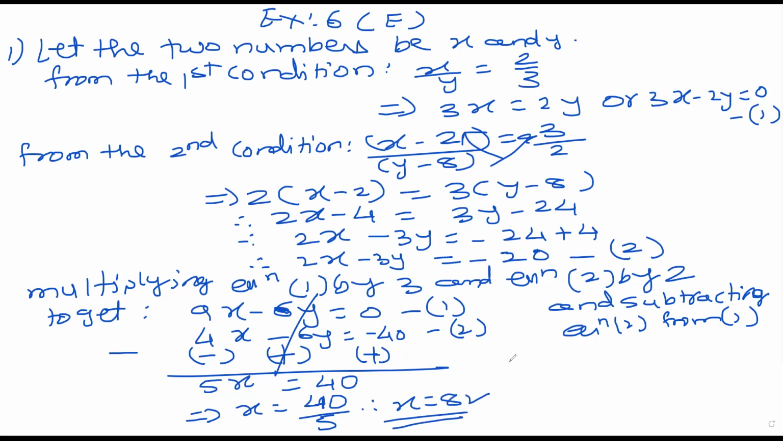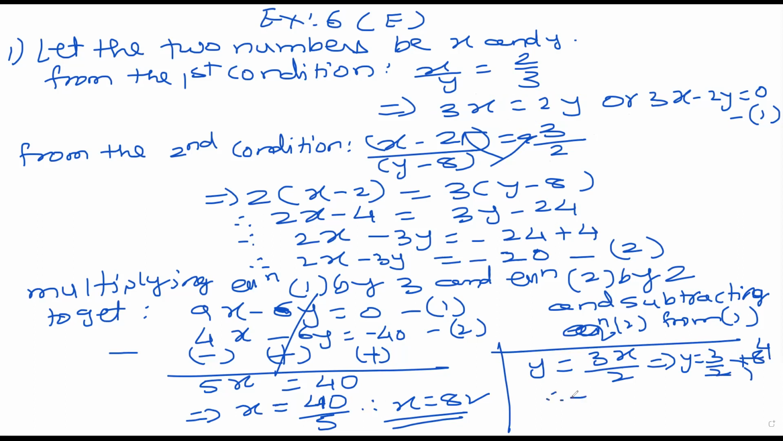What do you get? x is equal to 8. Got it? Yes, sir. Okay, great. So once you get x is equal to 8, you can substitute in equation 1. Very easy now, right? y will be 3x upon 2, that means y is equal to 3 upon 2 into x. So 2 ones are 2, 4s are 12, that means y is equal to 12. Final answer should be in words again. So the required numbers, don't write x and y again, are 8 and 4, or 4 and 8, doesn't matter. Okay, that's all.